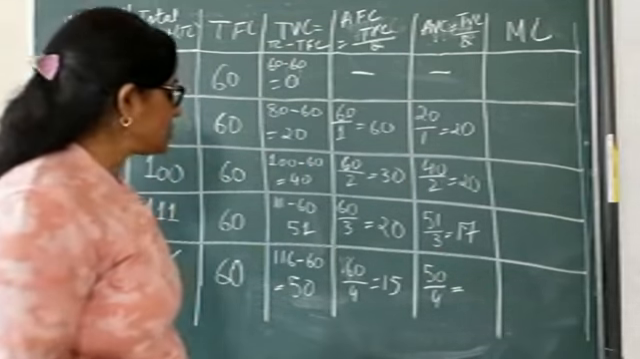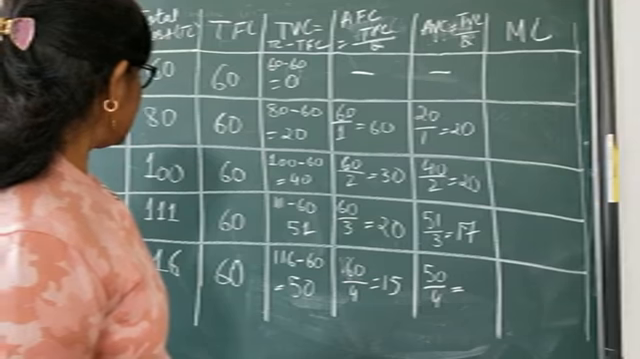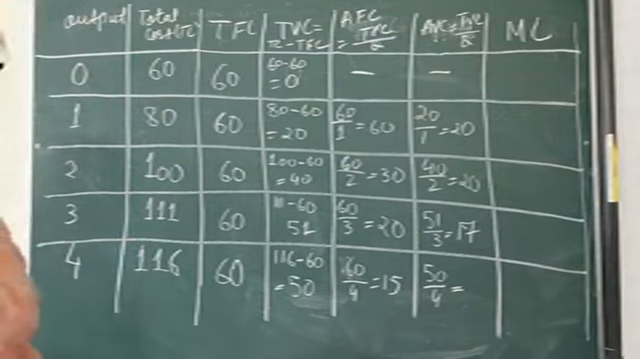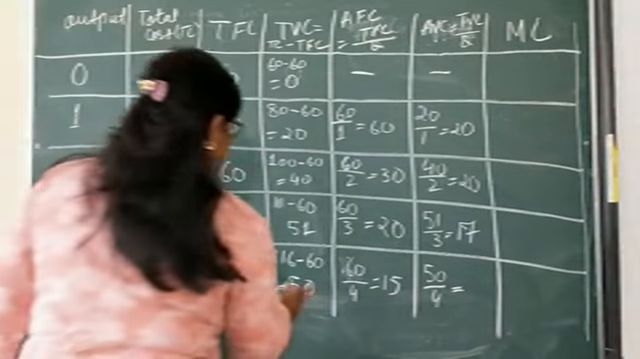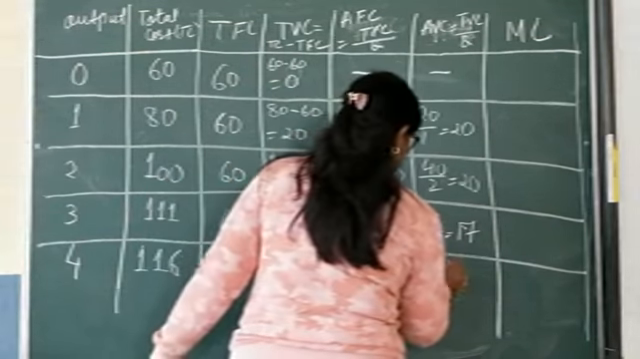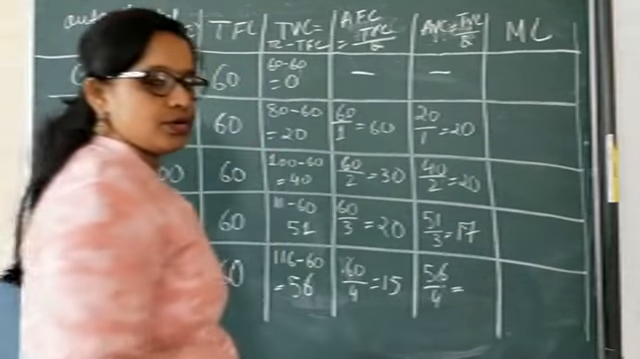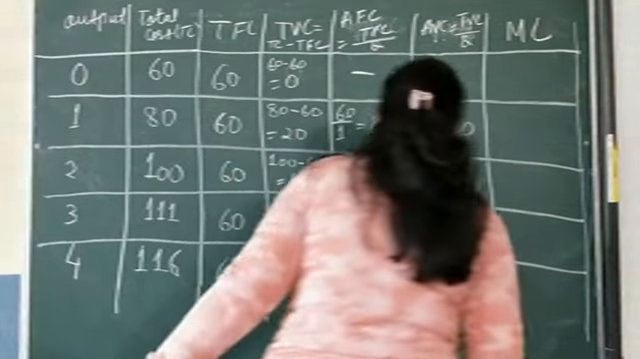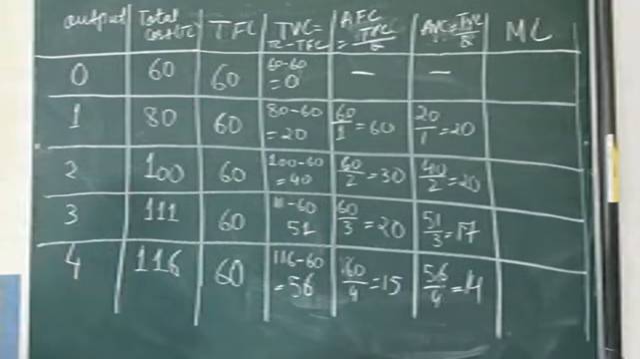50 upon 4, TVC. It is 56. 56 upon 4 will be 14. Is it clear? I hope you people are understanding.